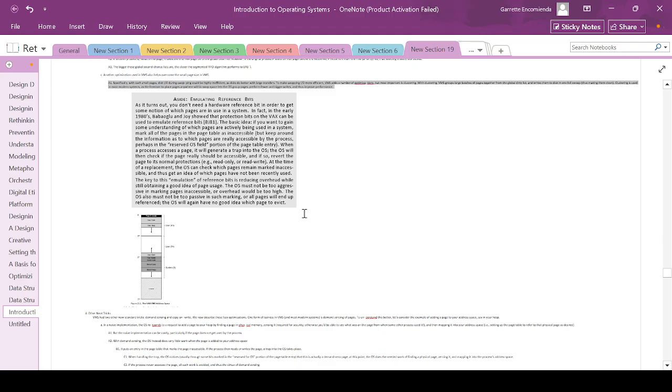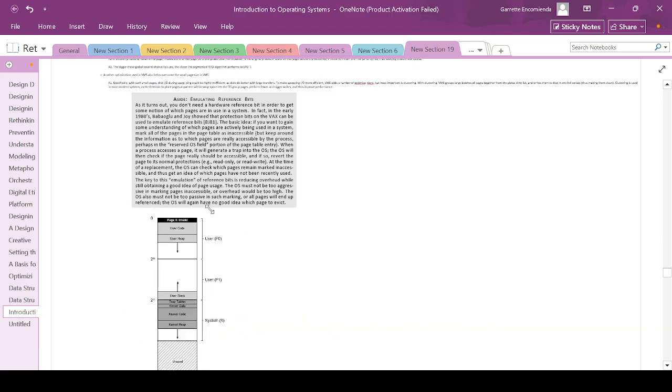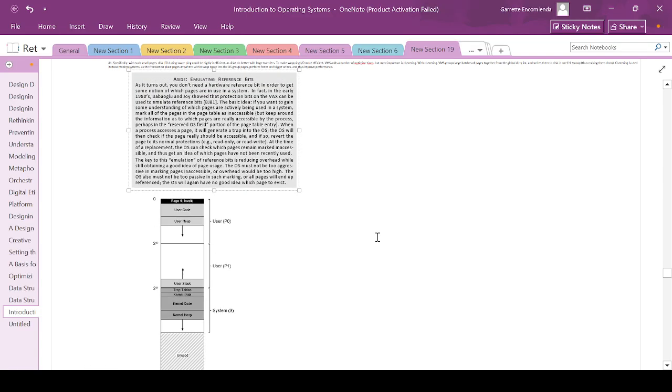Aside from that, emulating reference bits: as it turns out, you don't need a hardware reference bit in order to get some notion of which pages are in use in a system. In fact, in the early 1980s, Babaoglu and Joy showed that protection bits on the VAX can be used to emulate reference bits. Since VMS does not have the reference bit, it can actually use the protection bit. This is another way software can track which pages are actively used or modified.